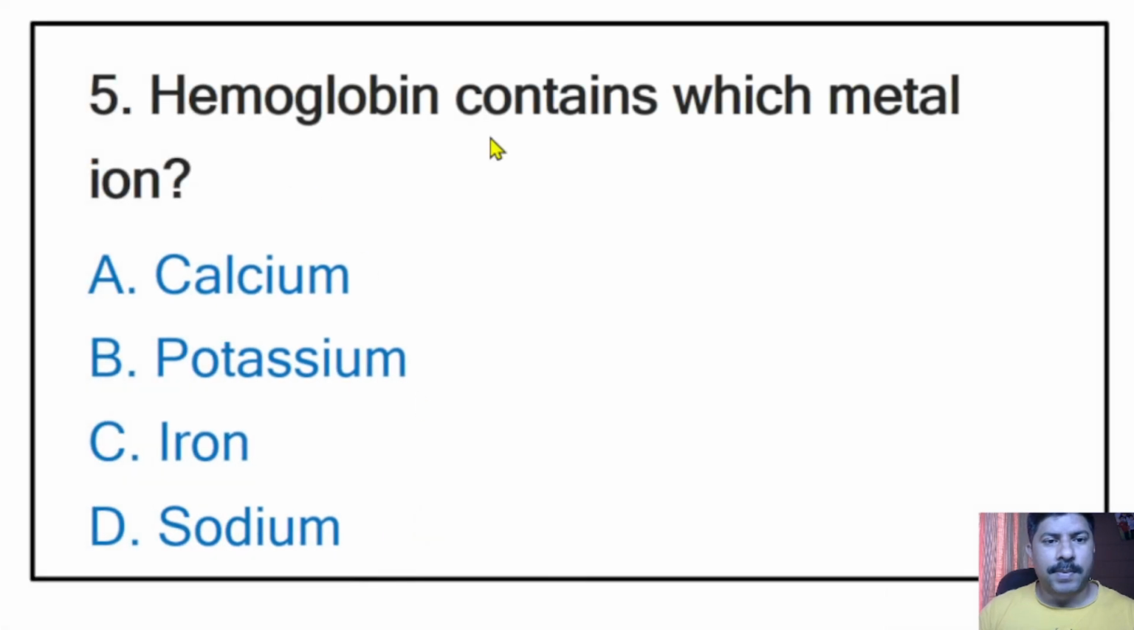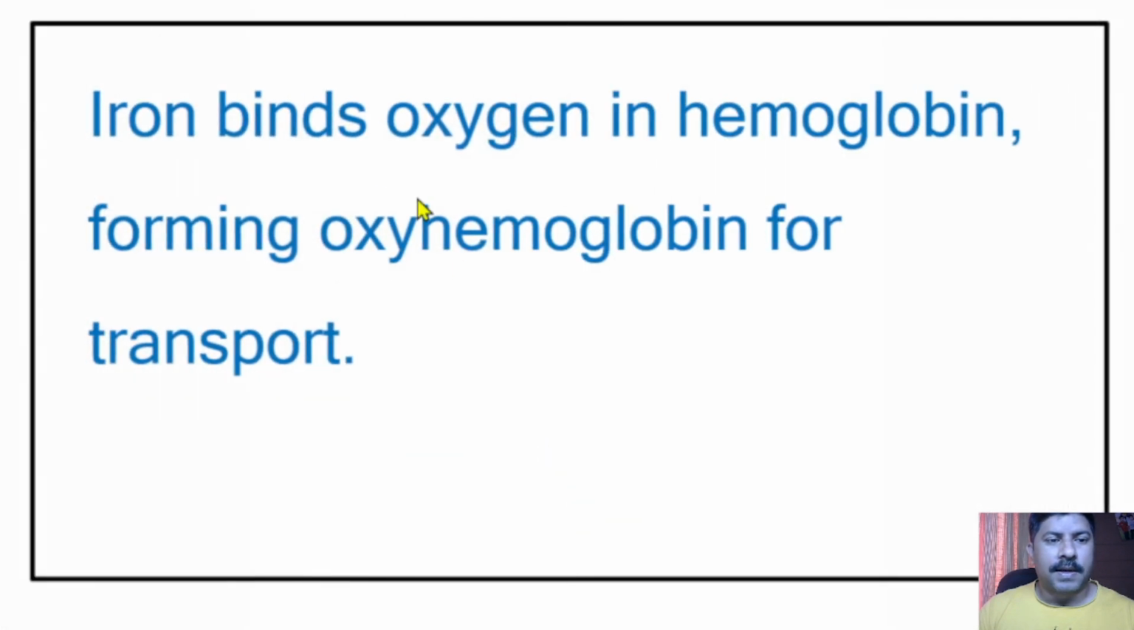Fifth question, hemoglobin contains which metal ion? Calcium, potassium, iron, sodium. The correct answer here, iron. Iron binds oxygen in hemoglobin, forming oxyhemoglobin for transport.